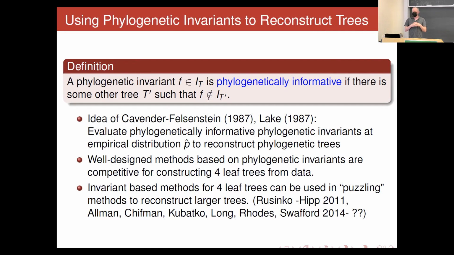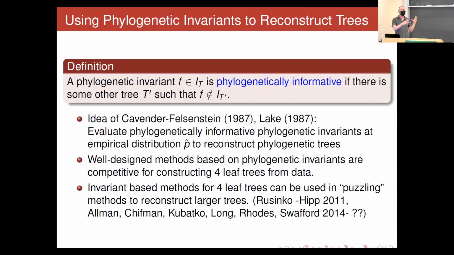So that's their idea. There was a lot of back and forth in the phylogenetics community about whether or not that was a good idea and how to do it. I'll just say that if you think about things carefully, it's possible to construct methods based on this idea that actually perform very well in practice. But they tend to work just for small trees, just because, well, you'll see why in a second, maybe.